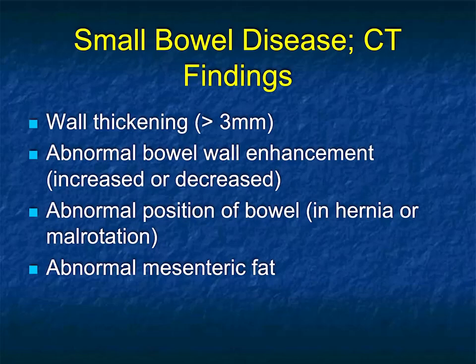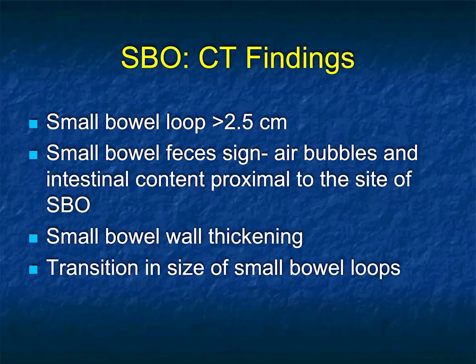So what we'll say is abnormal bowel enhancement from normal becomes critical, abnormal position of bowel in a hernia or malrotation, and of course secondary signs like abnormal mesenteric fat, fibrofatty proliferation of the mesentery, mesenteric nodes are all helpful findings to us.